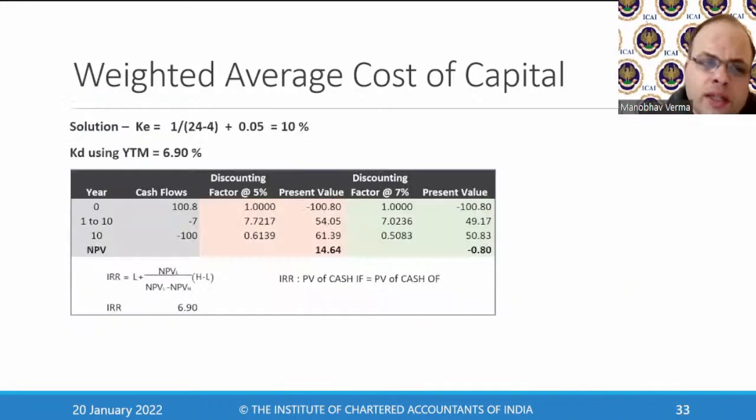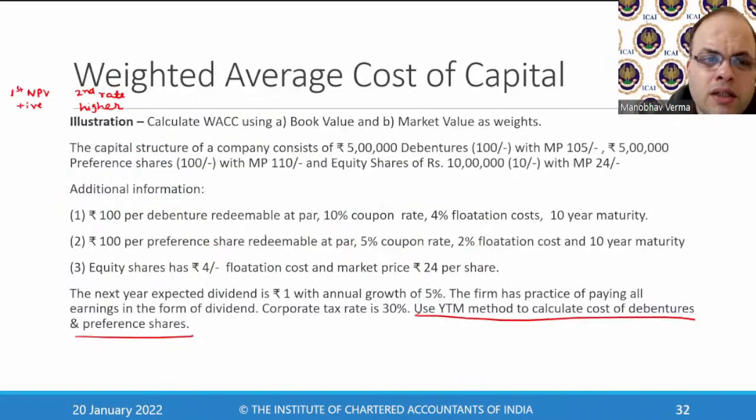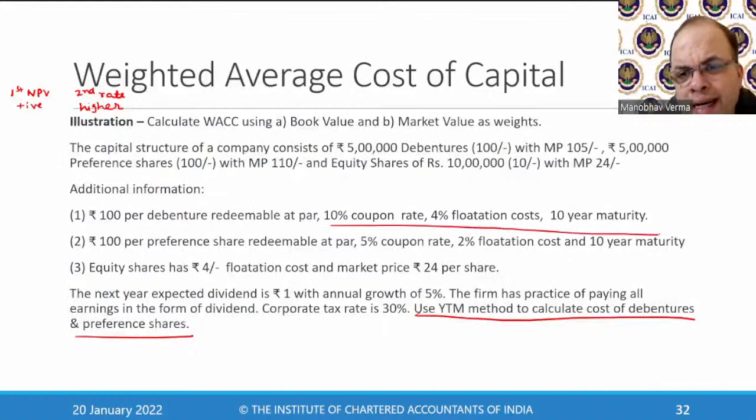So let's focus on this. Now here what I have done is, we're talking about a cost of debt using a YTM. Now they have given some information to us: 100 per debenture, that's my price, 10% coupon rate, 4% flotation cost, and 10-year maturity. That means for the 10 years, we are looking at an interest of 10.